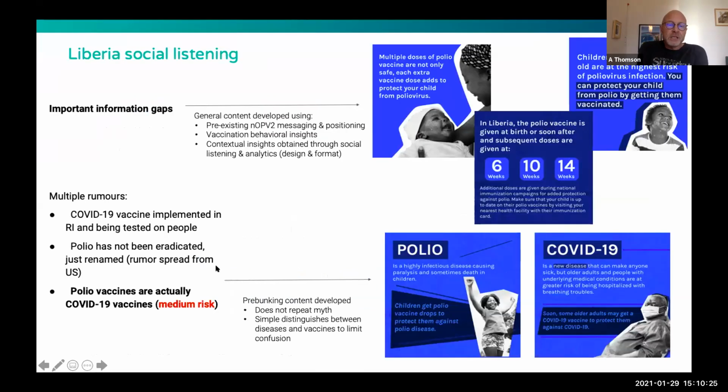The last thing, in 30 seconds, and then I'll shut up, just to show you how that lab works. So in Liberia, we identified through social listening important gaps in information, but also multiple rumors, one of which we flagged as medium risk. We reverse engineered from the content that was already being shared: what was the format, what was the look, what were the colors. We forward engineered from the behavioral science. We based it off the pre-existing NOPV2 messaging. This was focused on the new oral polio vaccine, and we developed content that we're going to test.